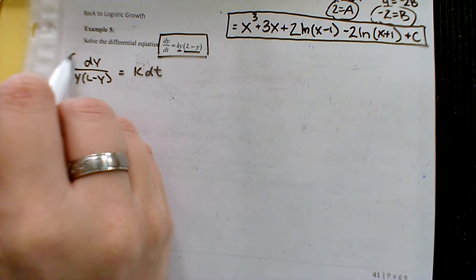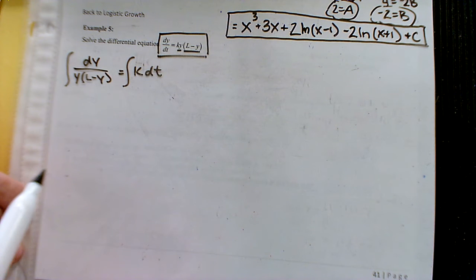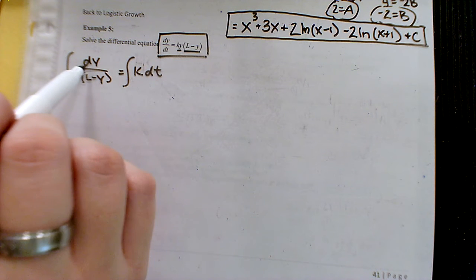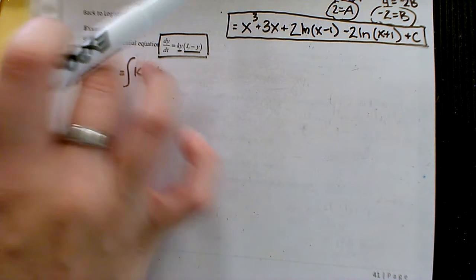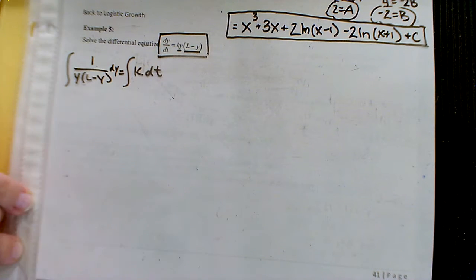So now that the variables are separated, we're going to integrate or work backwards from both sides. Now, what you could do is, you see how this dy, I wrote it in the numerator? You don't have to put it there if you don't want to. You can do 1 over that fraction and then dy on the end. It means the same thing. Okay, it just depends on how you prefer to see it.